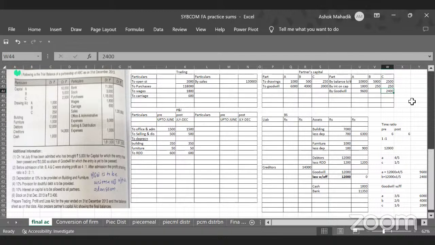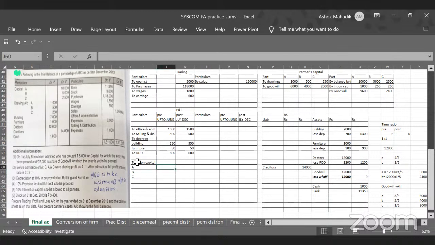So now second effect of this interest will be recorded in P&L. Okay, you will write to interest on capital. Okay. Now write partners name A, B, and C. Okay, this is very important.